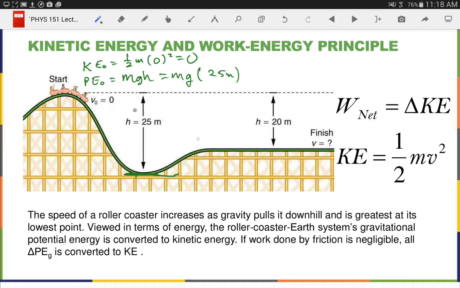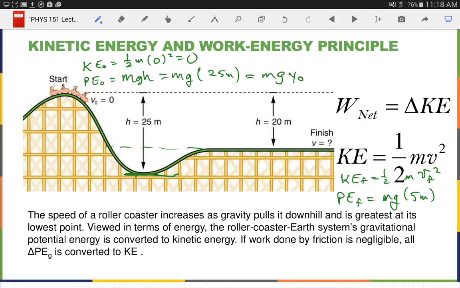Now our final point is here, looking at the distances. This is at a height of 5 meters. So potential energy final would be mass times gravity times that 5 meters. And the kinetic energy final, 1/2 mass times the final speed squared that I'm looking for. So I've put in my equations. Now, more generally, mg y initial and mg y final.